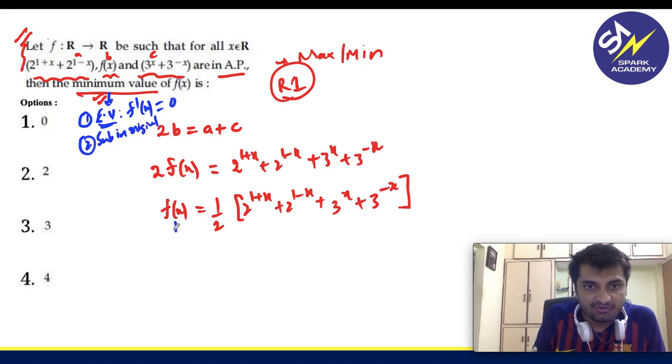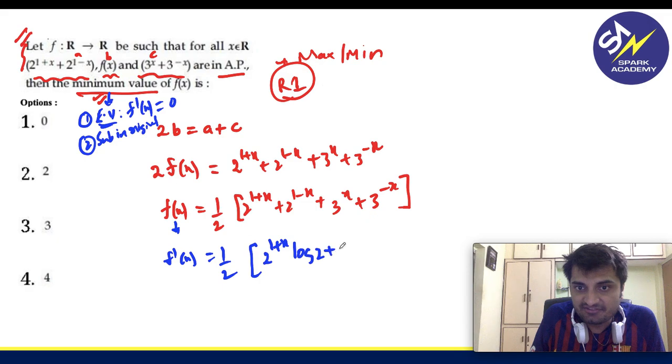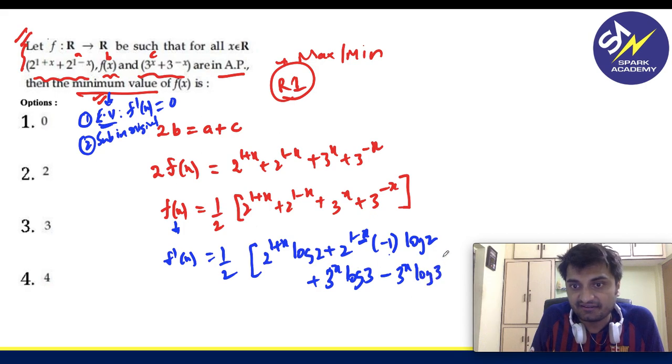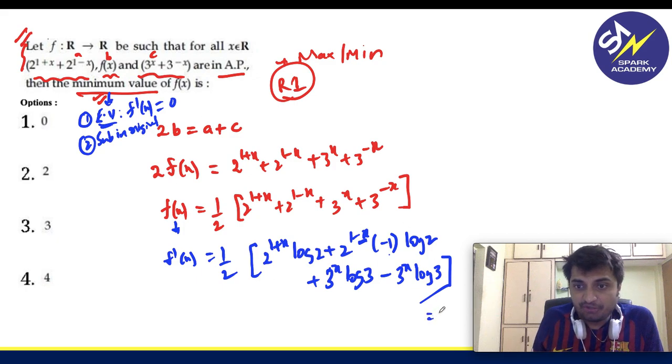So how will I get this now? If I want to differentiate, this is f dash of x, half. The derivative of 2 power 1 plus x is 2 power 1 plus x log 2. What about 2 power 1 minus x? It is 2 power 1 minus x into minus 1 into log 2, because you have negative, you have to multiply with negative. Same thing here: 3 power x log 3, minus 3 power minus x log 3. Correct? So now this should be equal to 0.